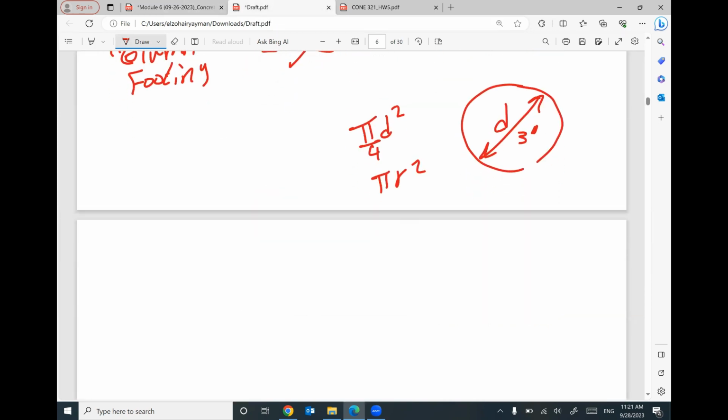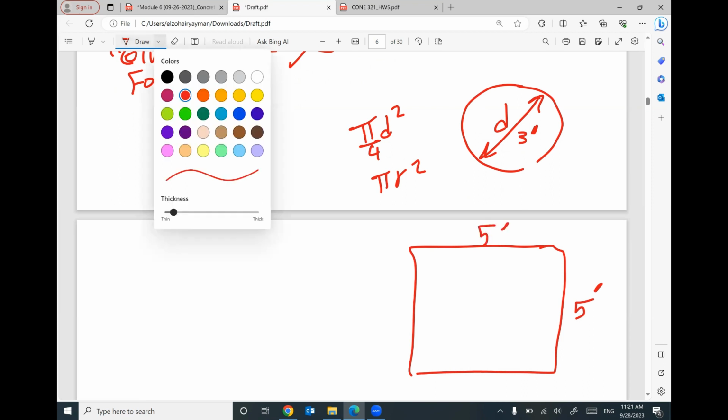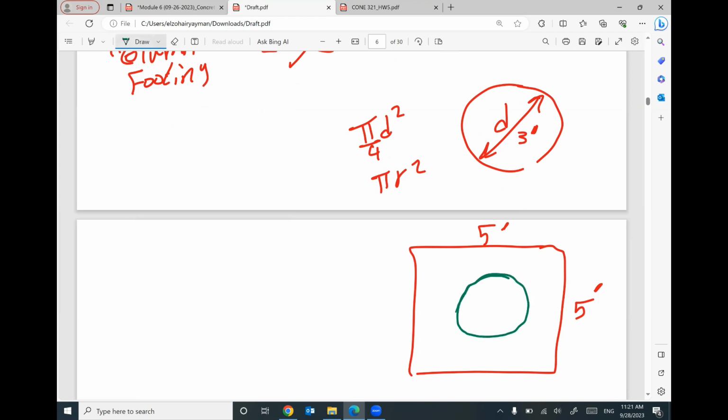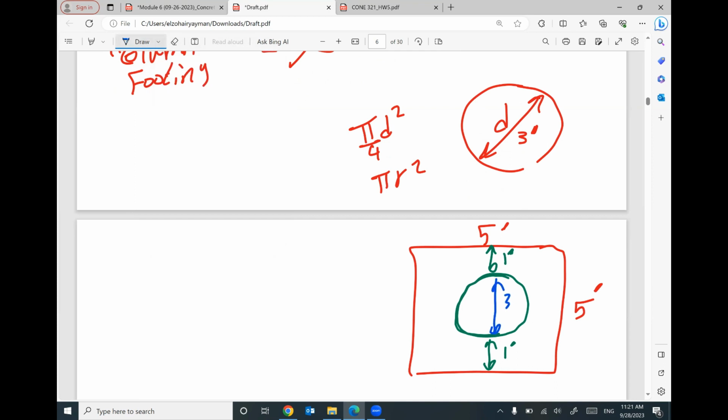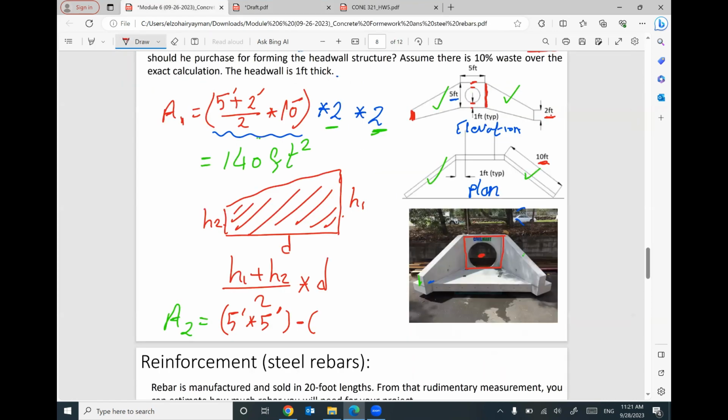That makes sense? One more side. We have this square. This side length equals 5, this side length equals 5, and I will construct an opening to put your pipe. I will leave here 1 foot and another 1 foot here. So the remaining dimension will be the diameter of your pipe, which is 3 feet. So the total height will be 5 feet. Does that make sense? So I need to subtract pi divided by 4 times diameter squared.